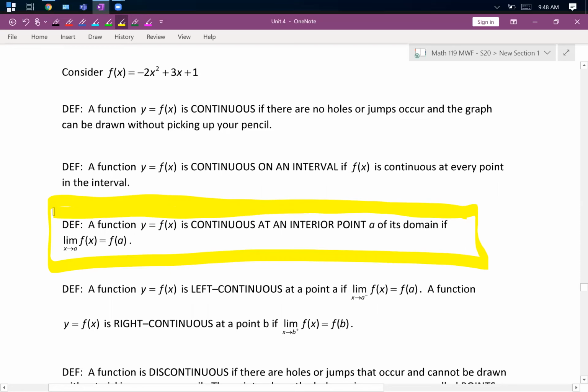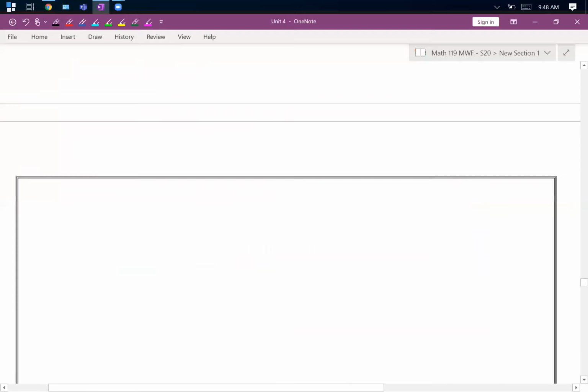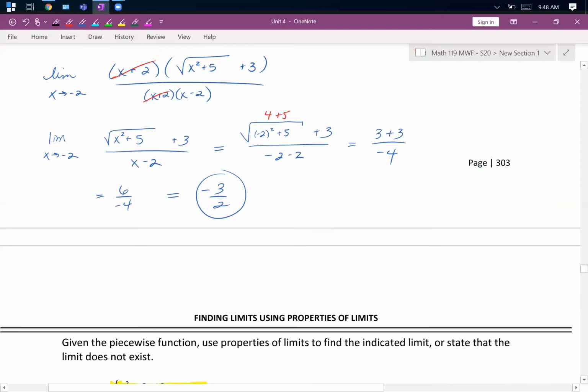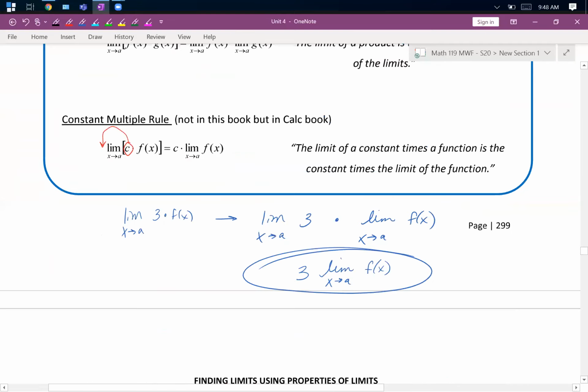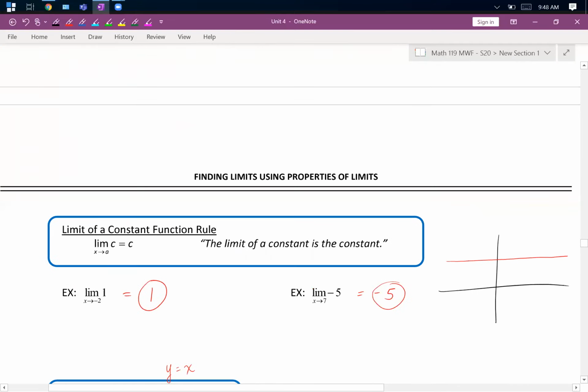So if the limit as x approaches a of f of x is equal to f of a, then it's continuous. I want to scroll back to where we were doing limits of a graph to look at one where that was the case, and then we'll be able to visually see, sure, it is continuous.